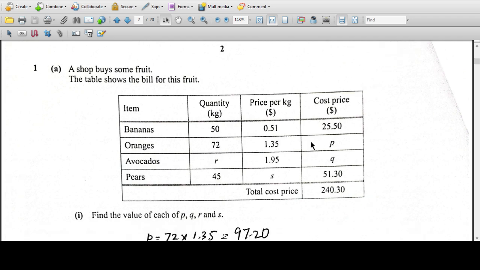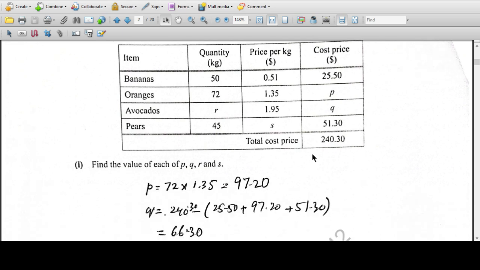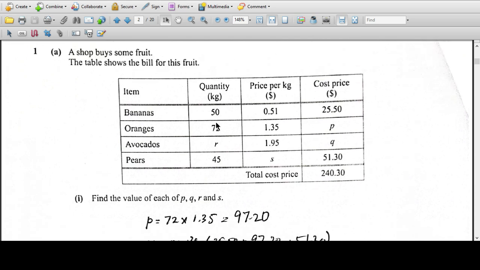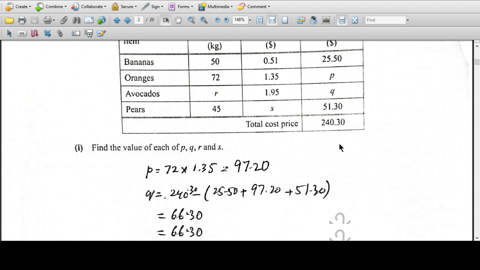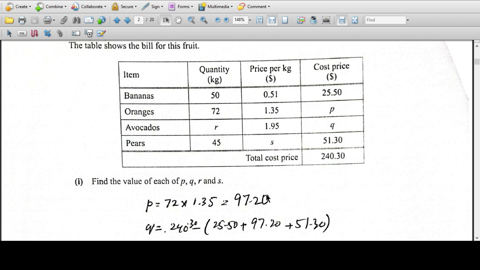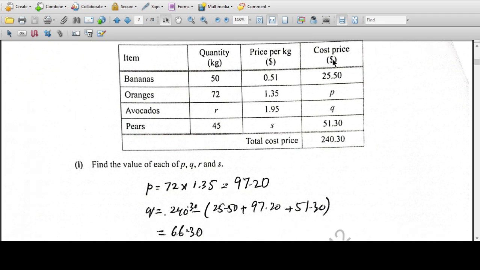So we have to find P, Q, R, S. First, we know that the product is equal to P. So 72 multiplied by 1.35 is equal to P. This is 97.20 dollars, and the dollar sign is already given here, so we can write the numbers also. So 97.20.